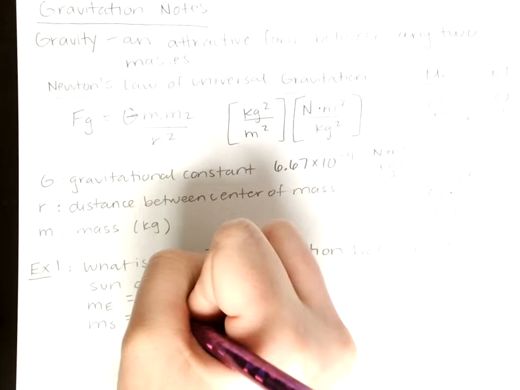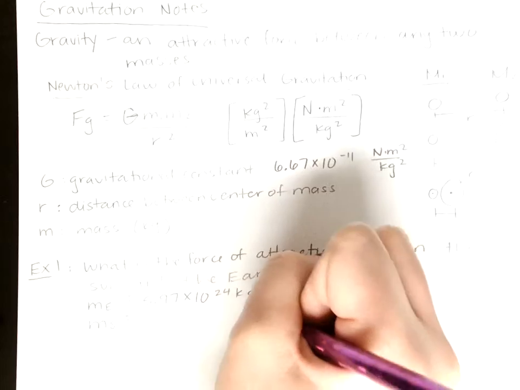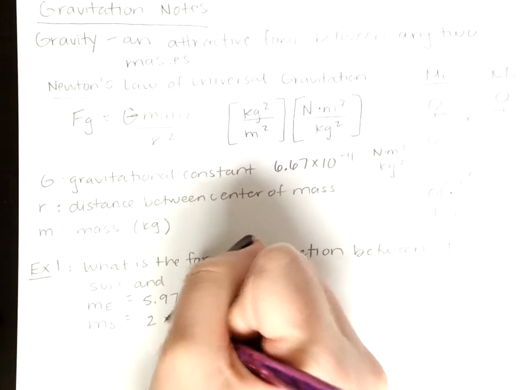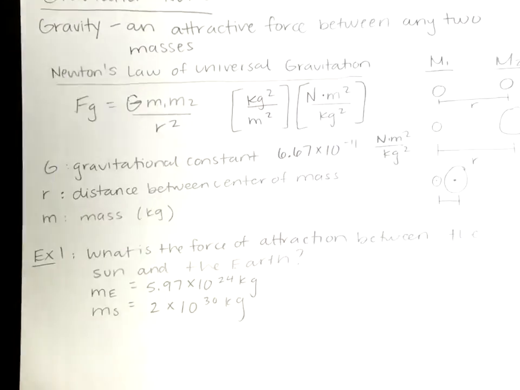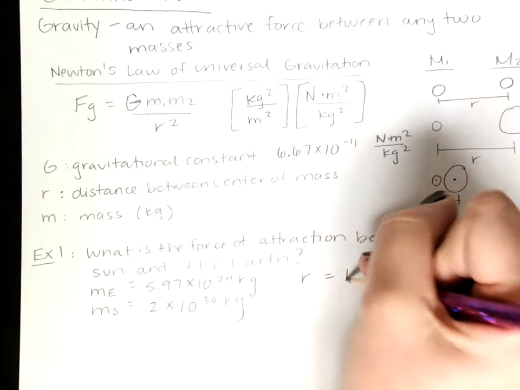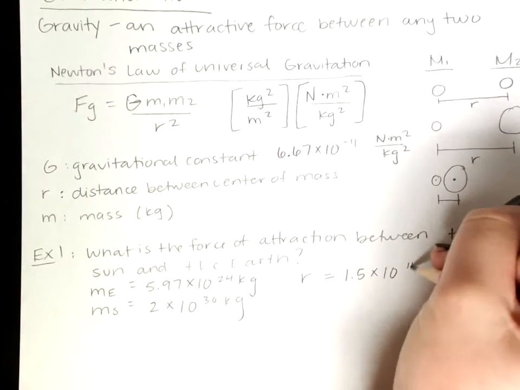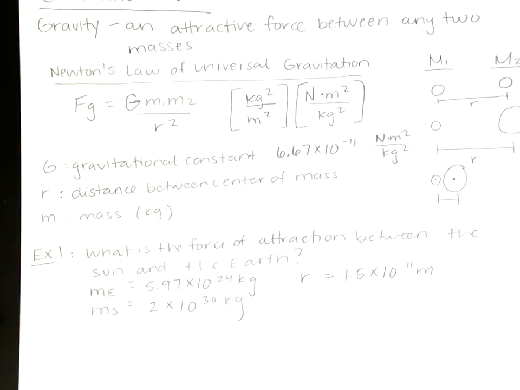Okay, so the mass of Earth is equal to 5.97 times 10 to the 24 kilograms. And the mass of the Sun is equal to 2 times 10 to the 30th kilograms. We also need to know the distance between their centers of mass. So the radius is going to be 1.5 times 10 to the 11 meters. This value, as well as the masses for any given planet that you need, you can always look up online and find. On the AP test, it would be given to you. On my test, it would be given to you. But for the homework, you're going to have to look some up.